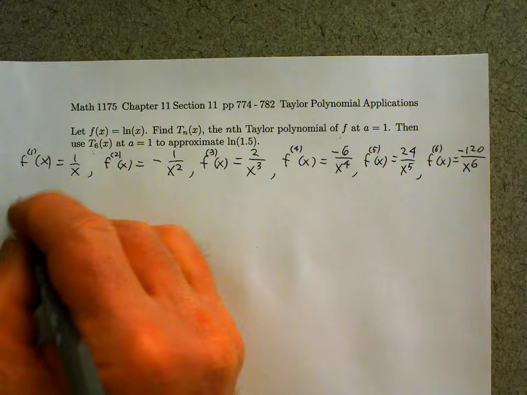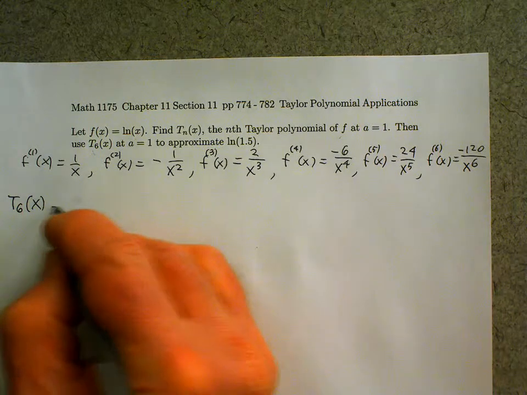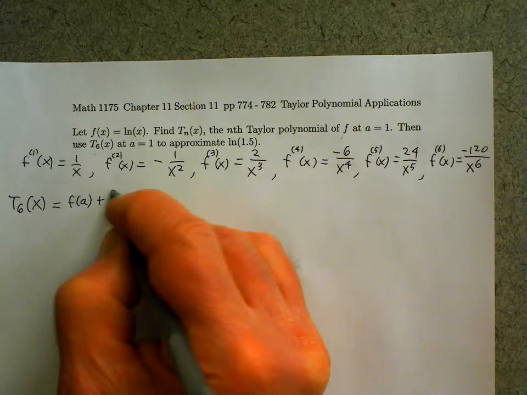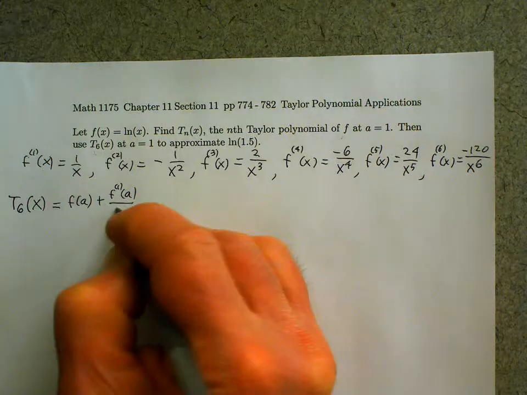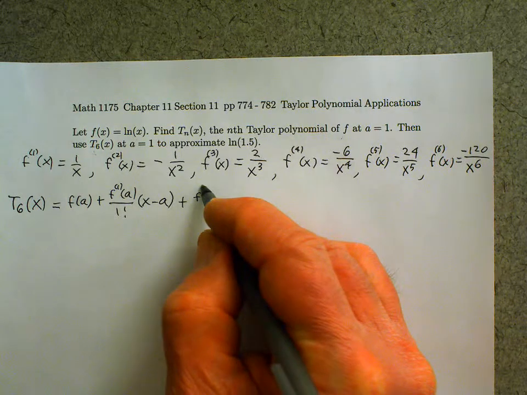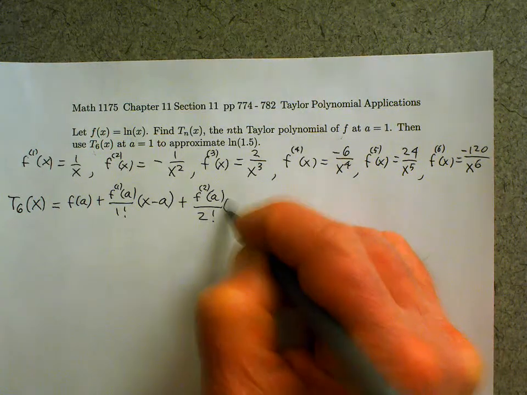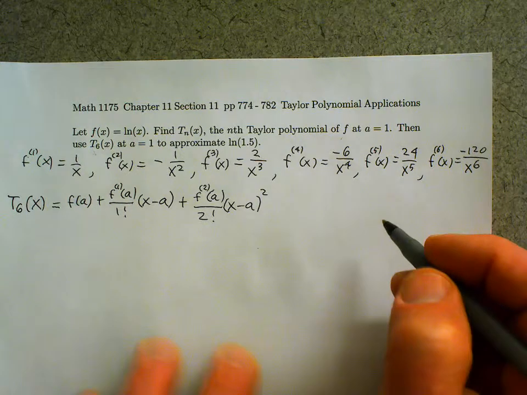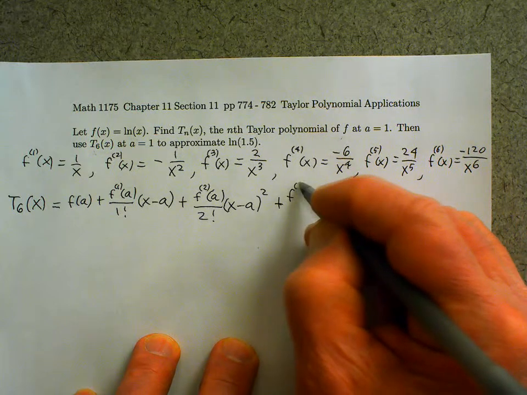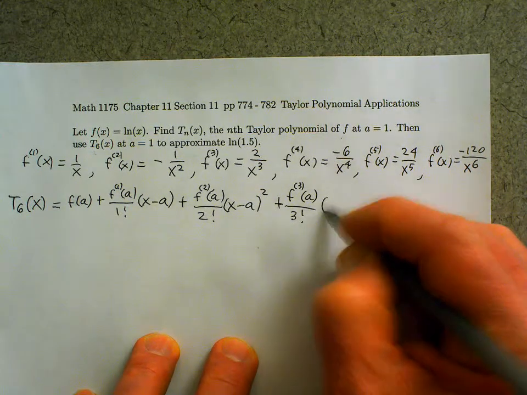Okay, so let's write down in symbols what this Taylor polynomial of degree 6 is. So in symbols, it's f of A plus the first derivative evaluated at A divided by 1 factorial times x minus A, plus the second derivative evaluated at A divided by 2 factorial times x minus A to the second. Then the third derivative evaluated at A divided by 3 factorial times x minus A to the third.